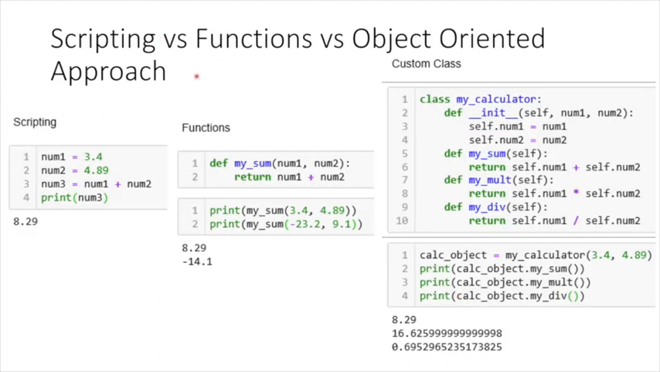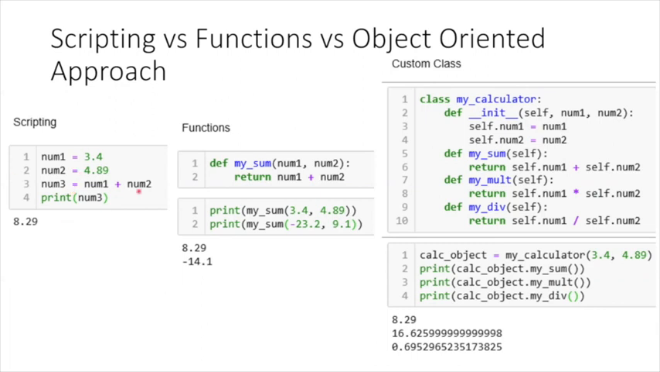Okay. Now I want to talk about just a few different programming paradigms. The 3 main approaches are if you're scripting completely, if you're using a function, or if you're using some sort of object-oriented approach. And so what does that mean? Scripting is when you are working entirely in your terminal window, essentially. So you're completely interactive. And so we set num1 equals to 3.4, num2 equals to 4.89, and then we're in the terminal window adding these 2 numbers and printing the sum.